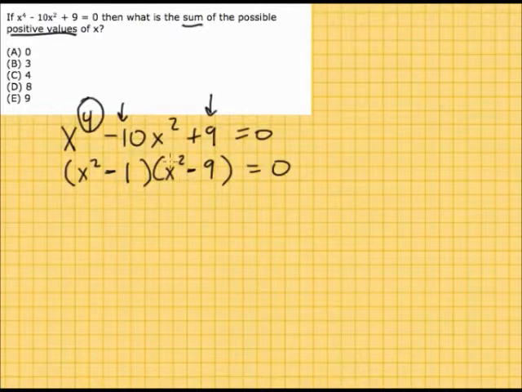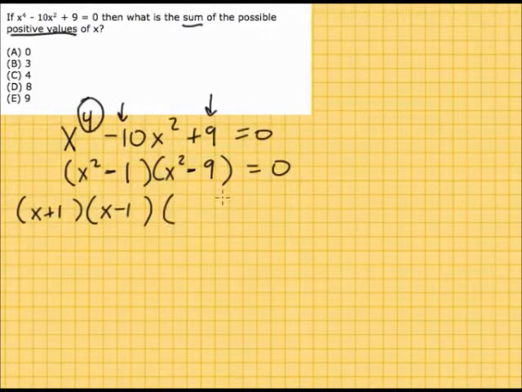So now you've got these two pieces that you have to break down. Notice it's x squared minus a perfect square. That's one of the classic quadratics you learned in the mini clinics. So I'm going to break each of these parentheses down into two pieces. You've got x plus 1, x minus 1, and you've got x plus 3, x minus 3.